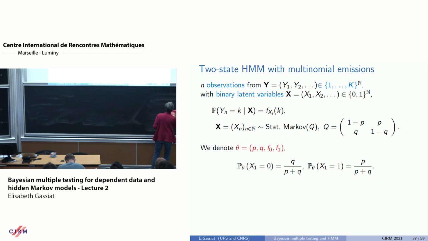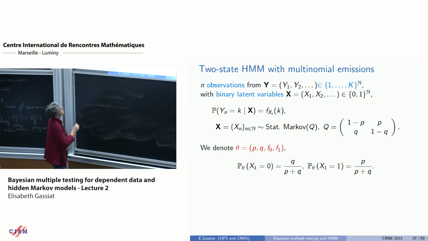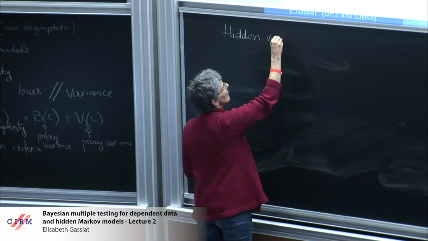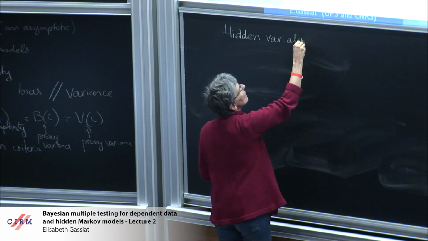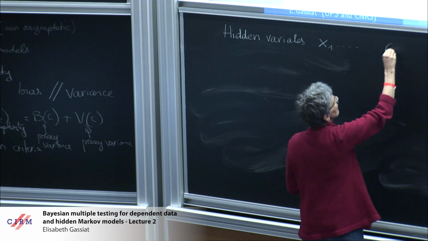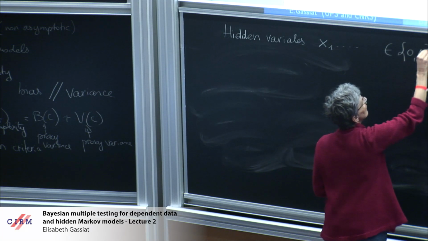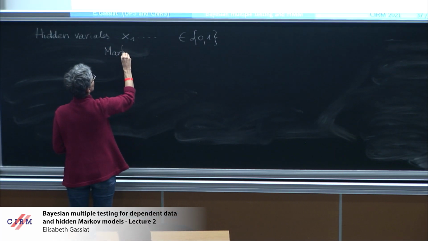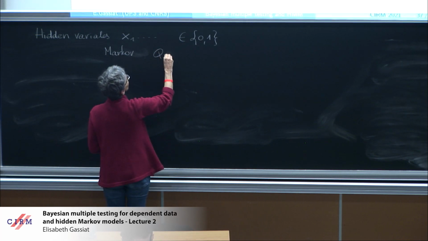So here I changed the notation compared to the Bayesian multiple testing story. Theta will denote the parameter, and the hidden variables will be the x's. They will be binary, and the transition matrix will be Q. I keep the notation on the board.